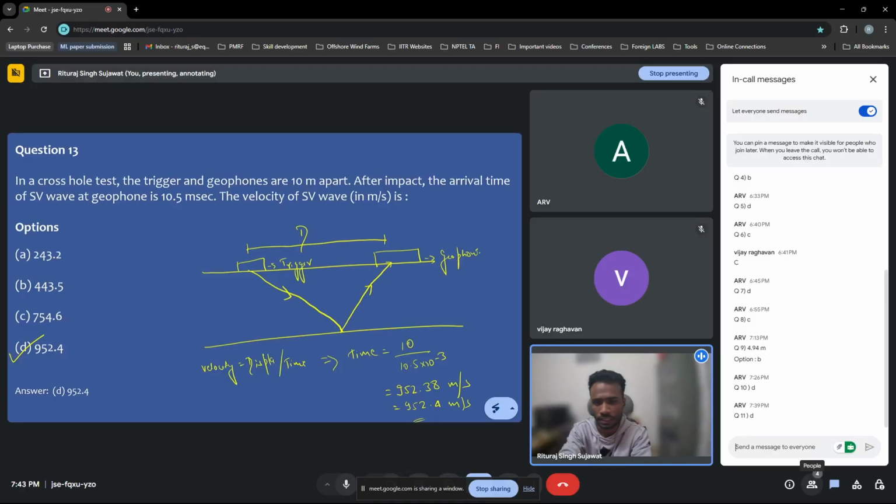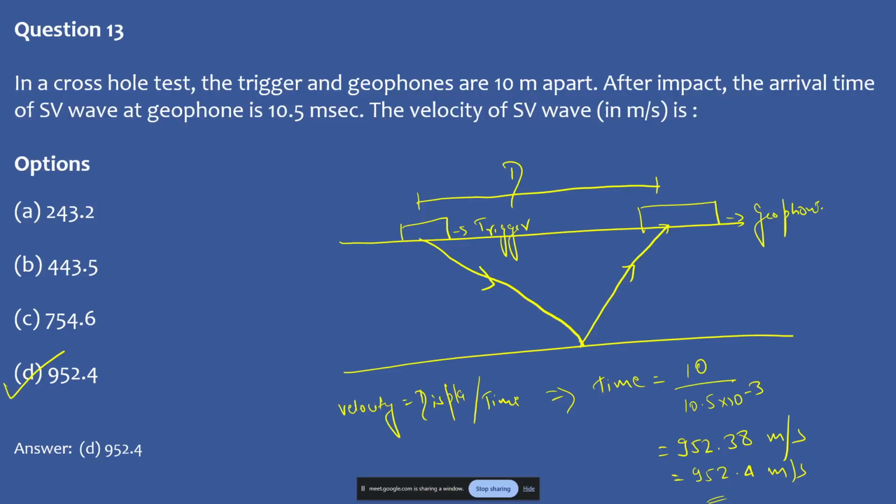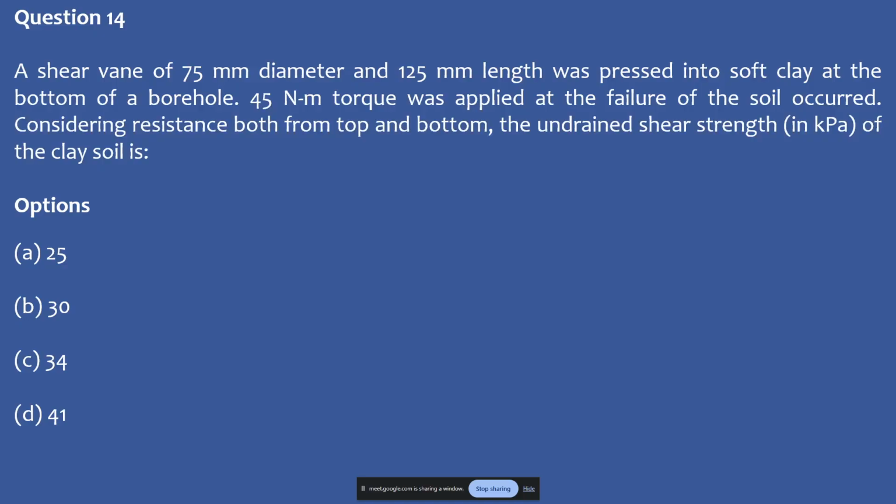Was it clear? It was straightforward. You should only know what is basically happening in that particular geophysical investigation device. Then let's move to question number 14.